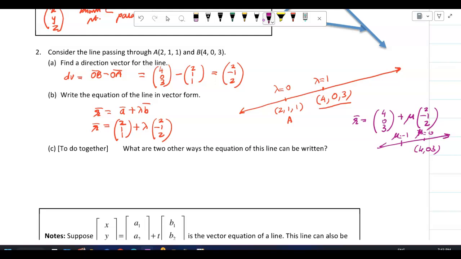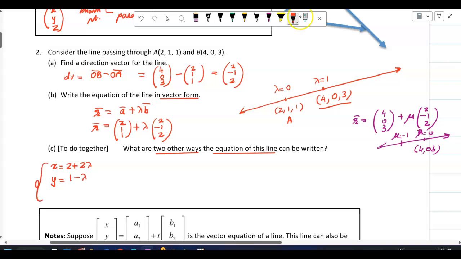Now what you need to remember is the following. What are the two other ways in which the equation of this line can be written? So this is the vector form. Now suppose you put your r as x, y, z. So x is equal to 2 plus 2 lambda. Y will be 1 minus lambda. So I'm calling this x, y, z, so I'm doing i, j, k basically.